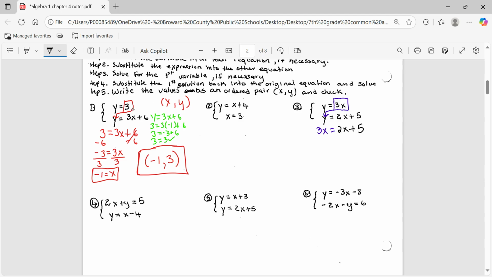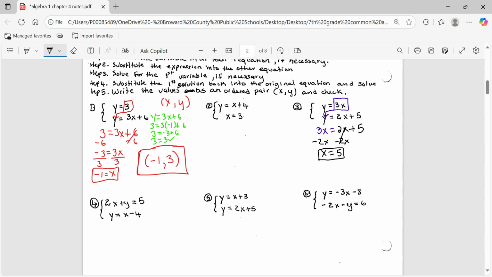Y here was a number. We substituted it in. Y here is an expression, and we still just have to substitute it in. And once I do that, it's still going to be a matter of solving for x. So I would, in this case, get those x's together by subtracting 2x on both sides. So that x is equal to 5. Now I know x. X is 5.